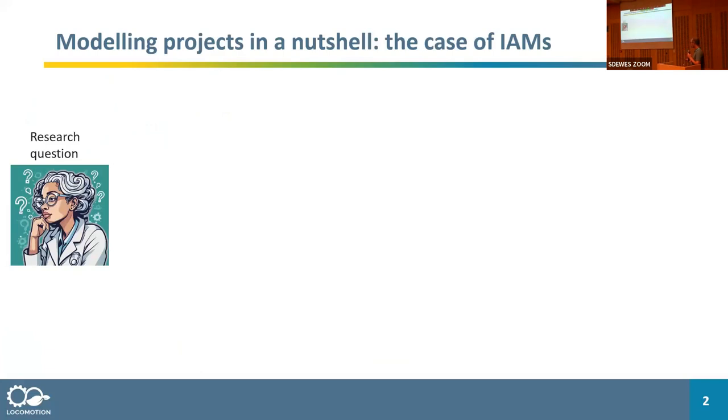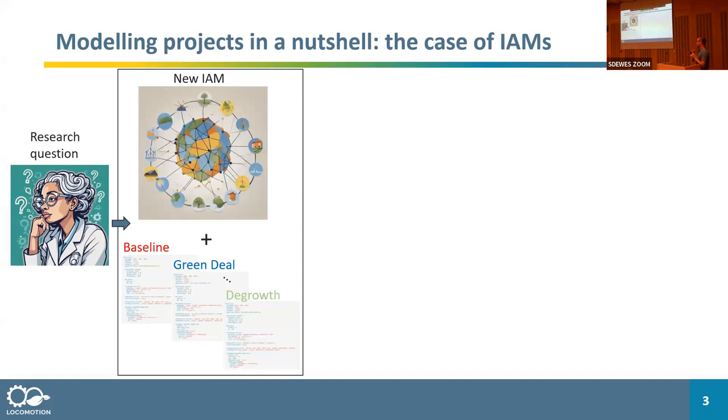First, I will start with a bit of an introduction to justify the need for these applications. I will explain how these modeling projects tend to work and what problems we usually find in the end. These big modeling projects generally start with a research question. In the case of the Locomotion project and other projects like it, it's generally in the project call, so you just apply for a specific research topic.